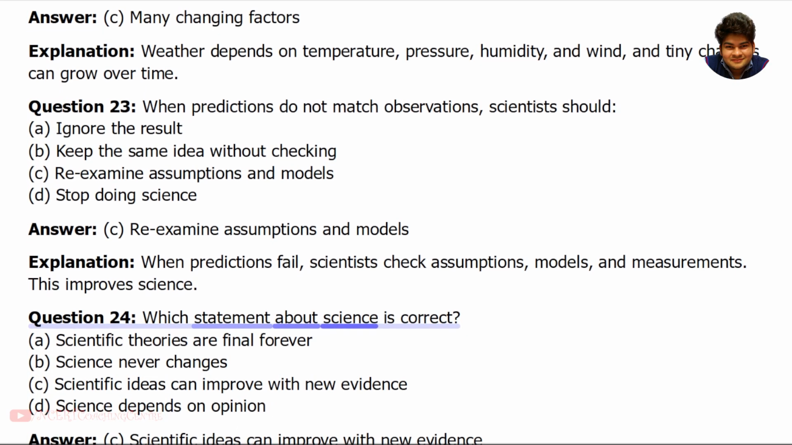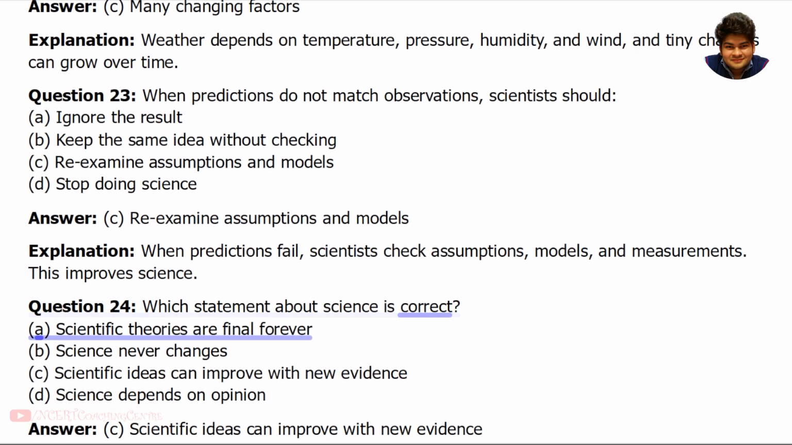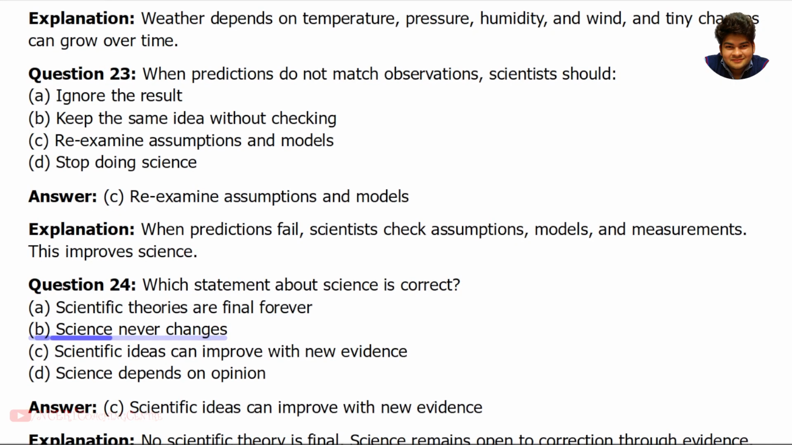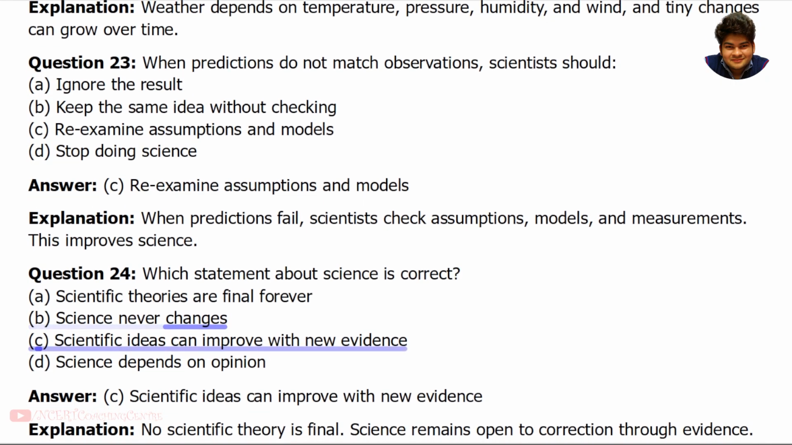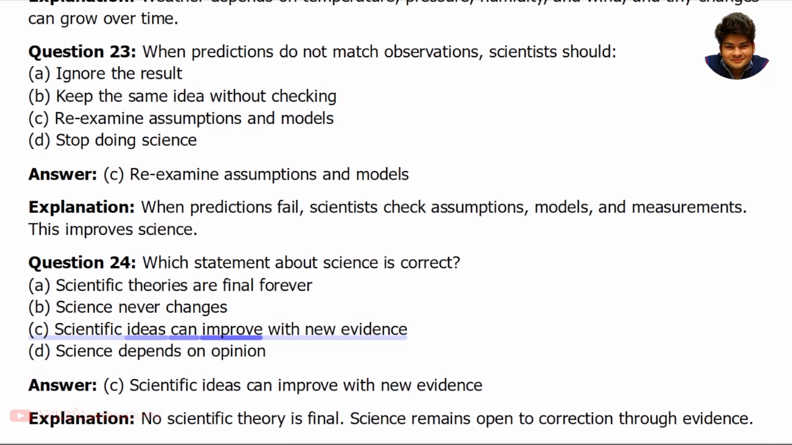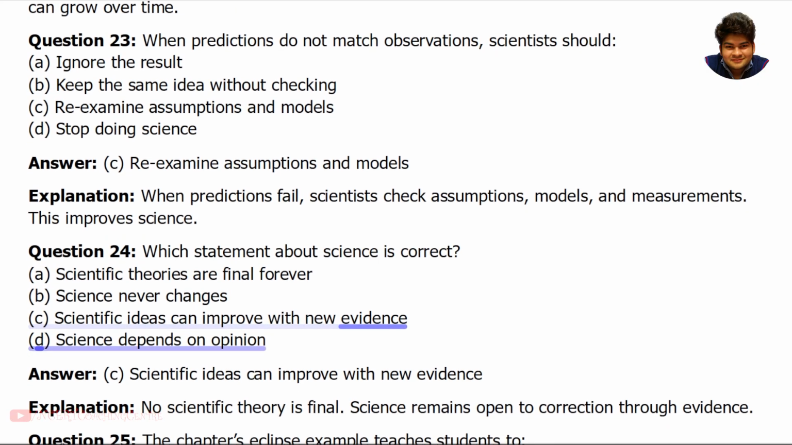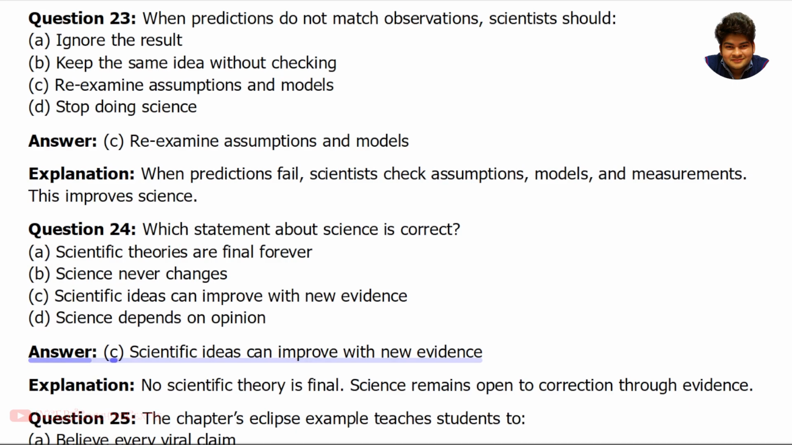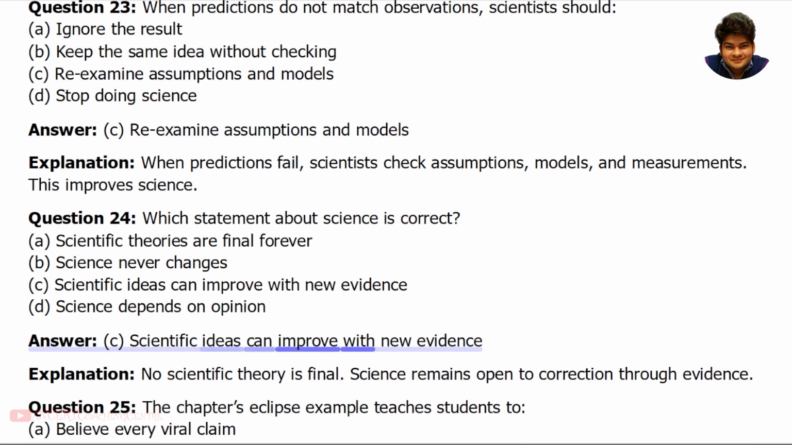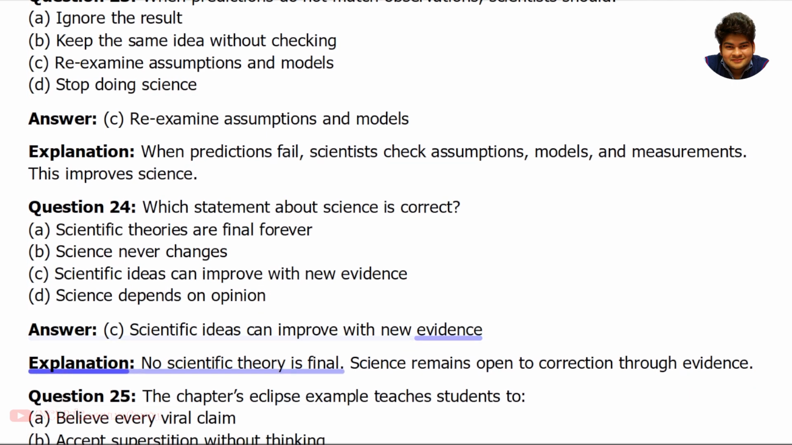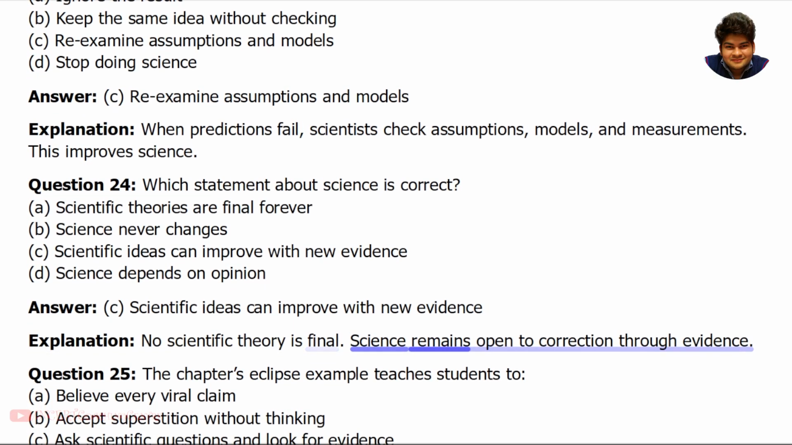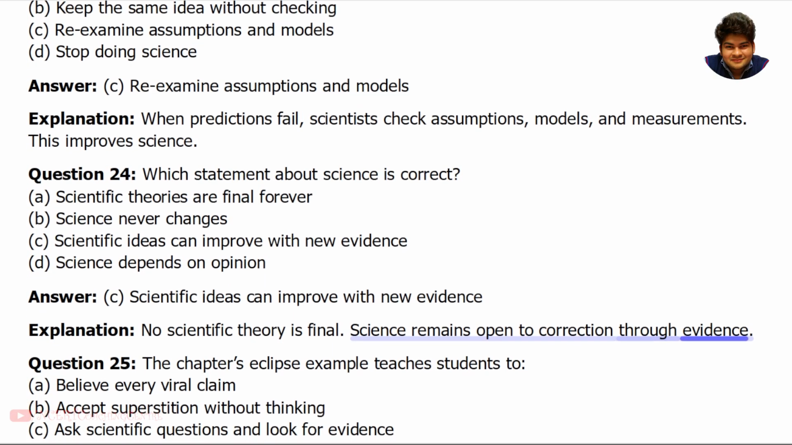Question 24. Which statement about science is correct? A. Scientific theories are final forever. B. Science never changes. C. Scientific ideas can improve with new evidence. D. Science depends on opinion. Answer: C. Scientific ideas can improve with new evidence. Explanation: no scientific theory is final. Science remains open to correction through evidence.